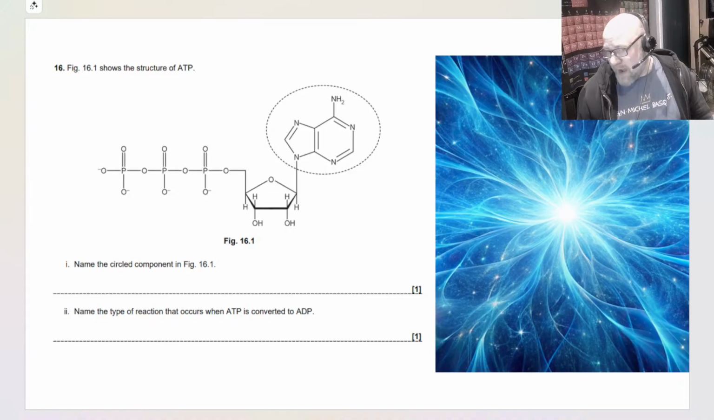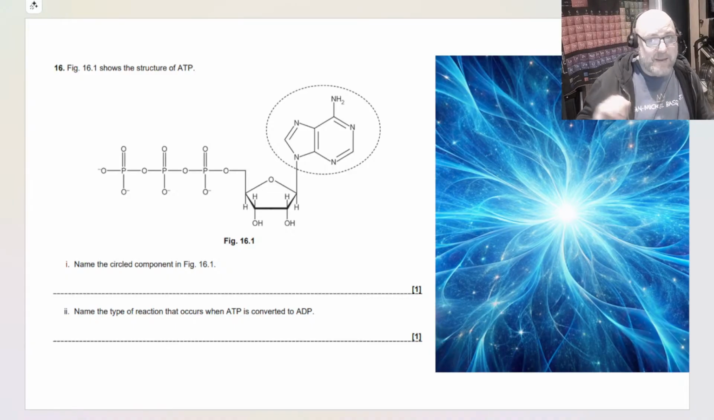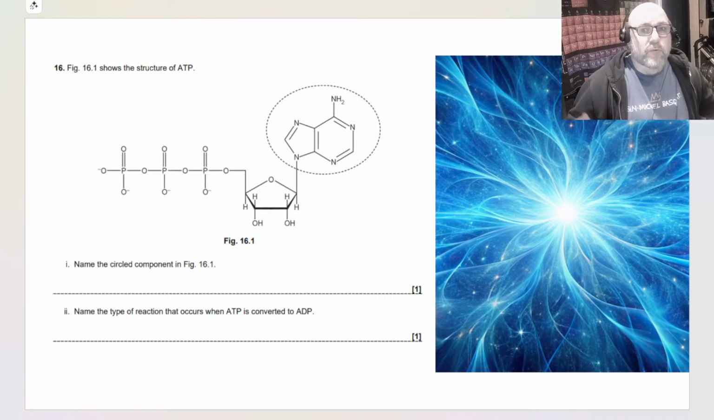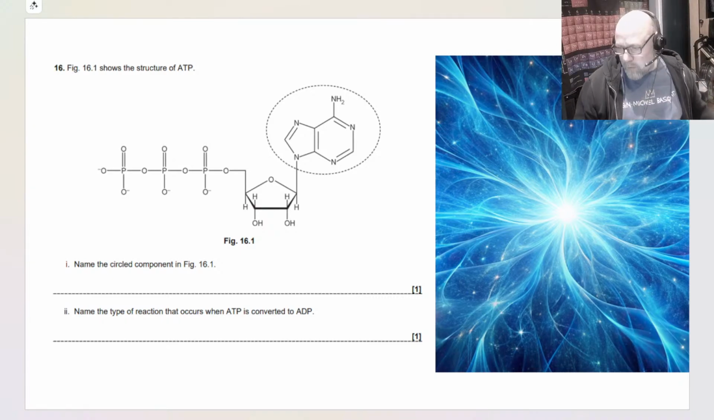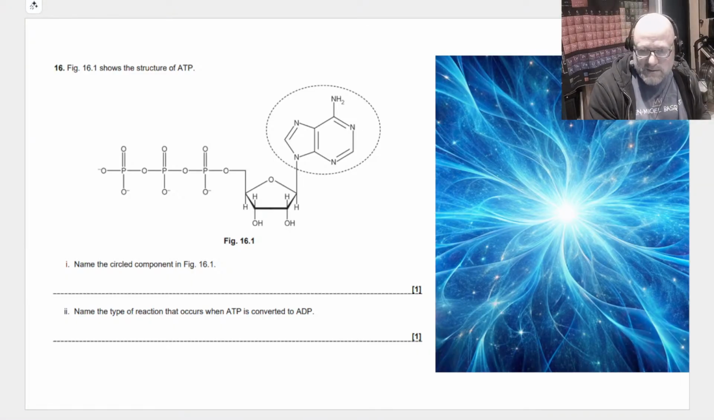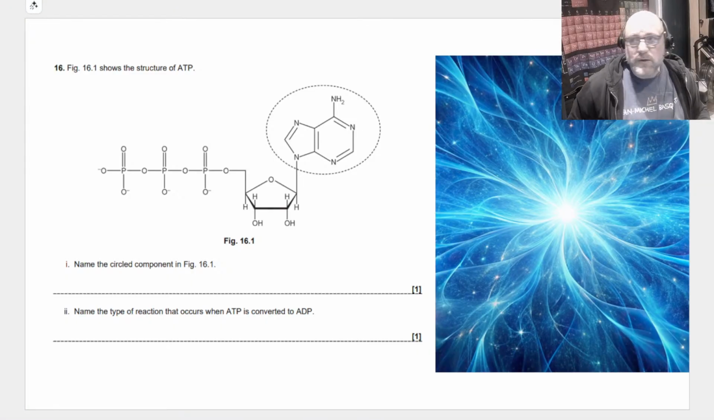Right, what type of reaction converts ATP to ADP, so adenosine triphosphate to adenosine diphosphate? Who knows the answer? What's the breaking reaction in all of biology? It's the same old reaction. Yep, hydrolysis. That's absolutely right. Well done. You are smashing out the answers. Good on you.